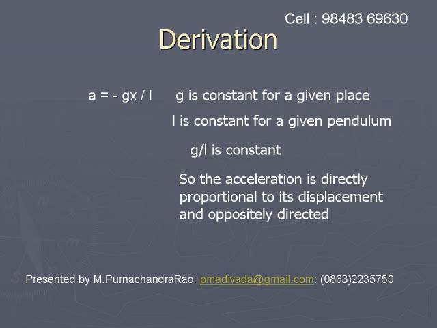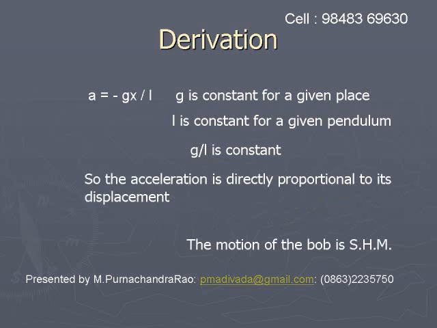That means the acceleration of the bob of the simple pendulum is directly proportional to its displacement and oppositely directed to the displacement. Hence, the motion of the bob of the simple pendulum is simple harmonic motion. We can consider the motion of the bob of the simple pendulum as simple harmonic motion.